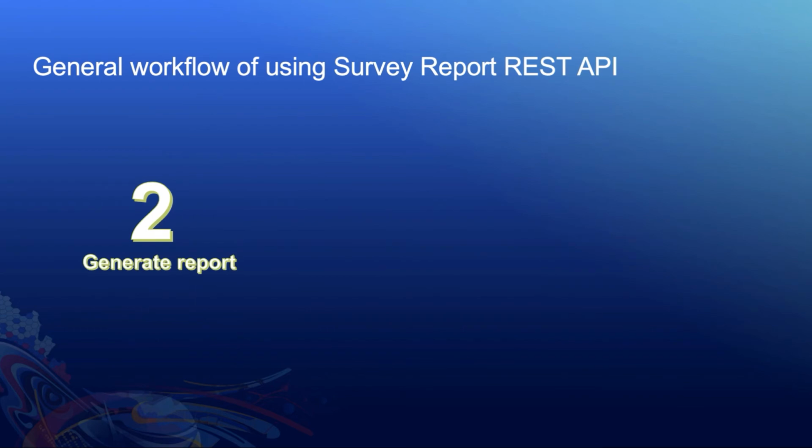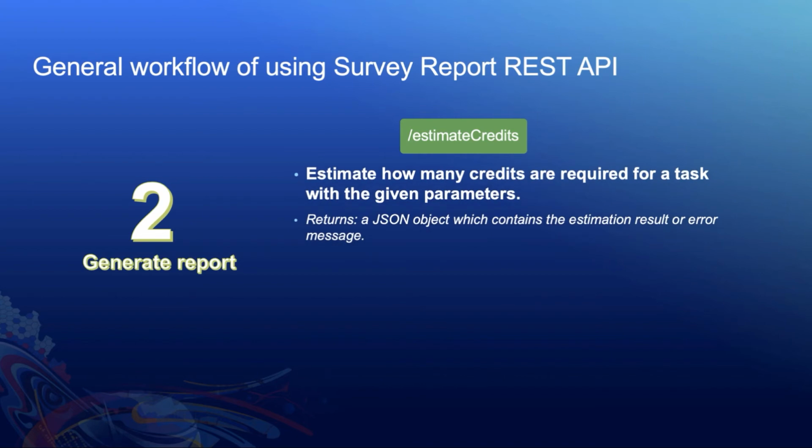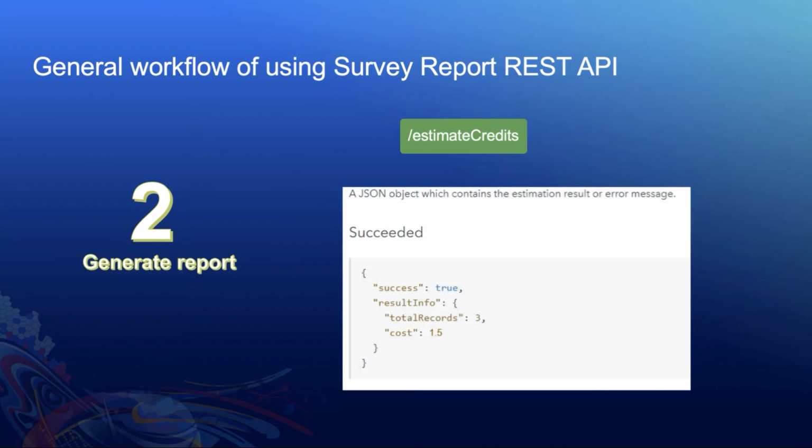With the template we prepared in step 1, we can move to the second step, Generate Report. Before generating the final report, there are 2 more things we need to do. The first one is to estimate credits. It will help you know the cost before the generating task. The credit cost is related to the template content and also the filtered record count.